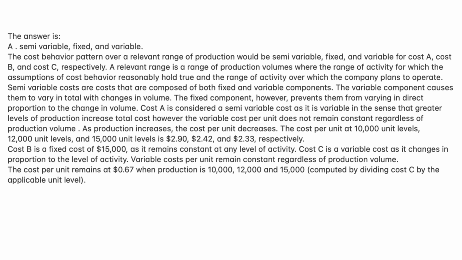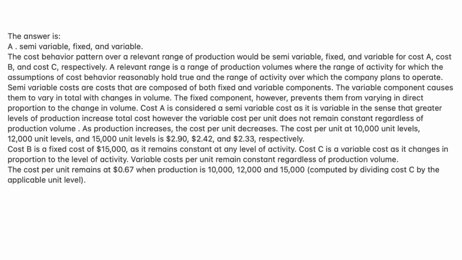Cost A is considered a semi-variable cost as it is variable in the sense that greater levels of production increase total cost, however the variable cost per unit does not remain constant regardless of production volume. As production increases, the cost per unit decreases. The cost per unit at 10,000 unit levels, 12,000 unit levels, and 15,000 unit levels is $2.90, $2.42, and $2.33, respectively.